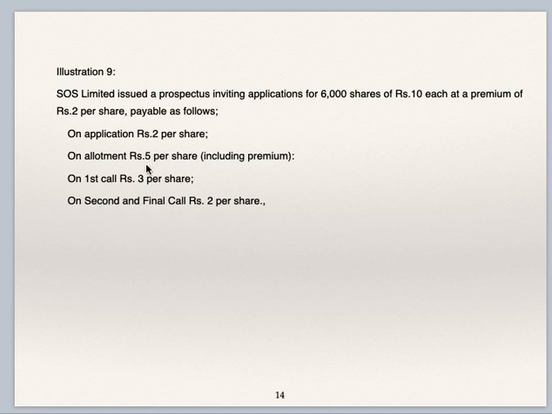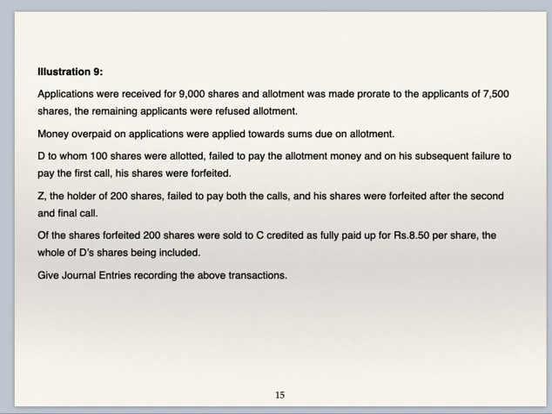2 plus 5, 7, 7 plus 3, 10, 10 plus 2, 12. Issue price is 12, 10 plus 2. Out of that, 2 would go to securities premium and 10 would go to share capital.